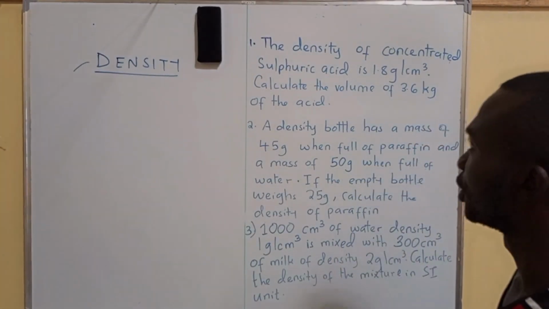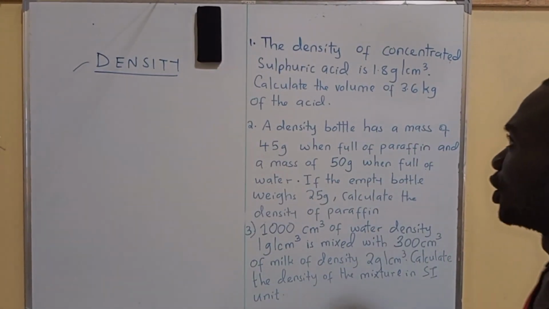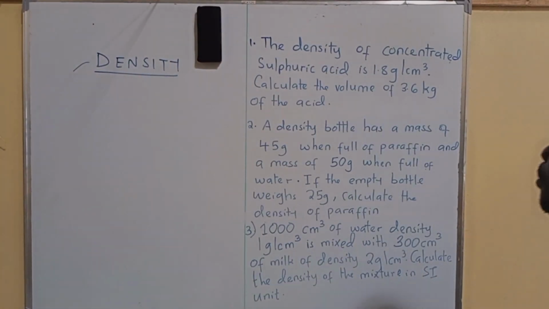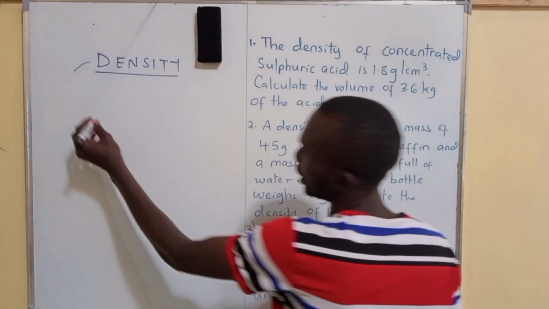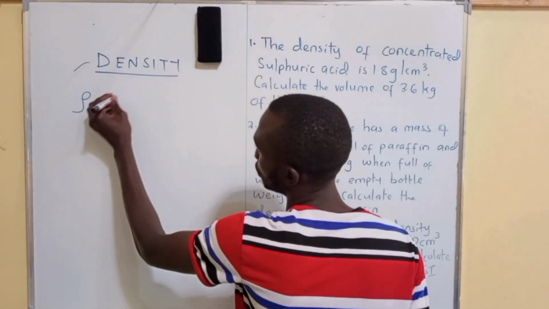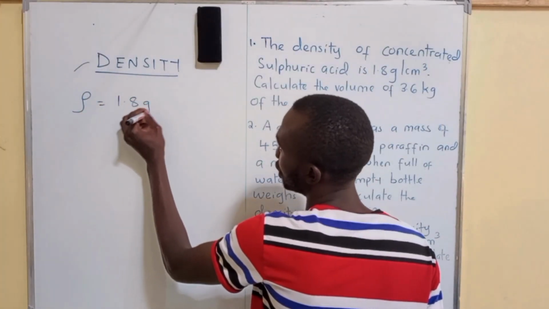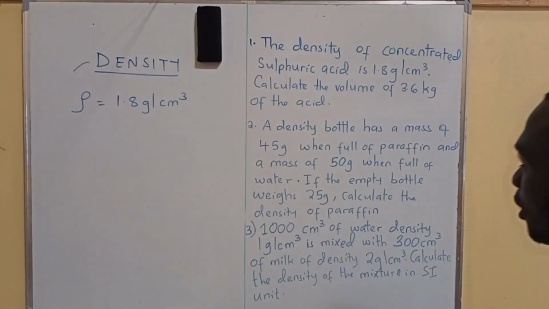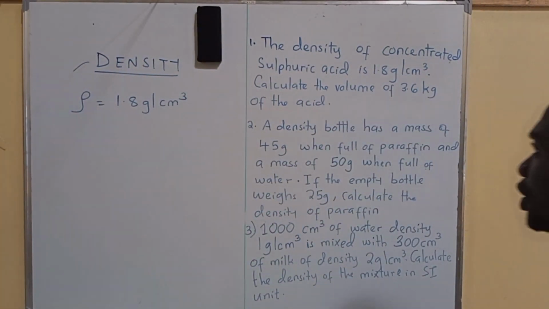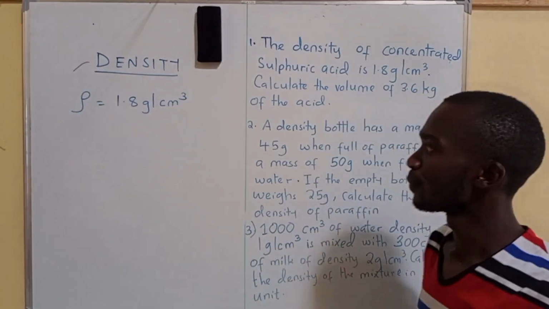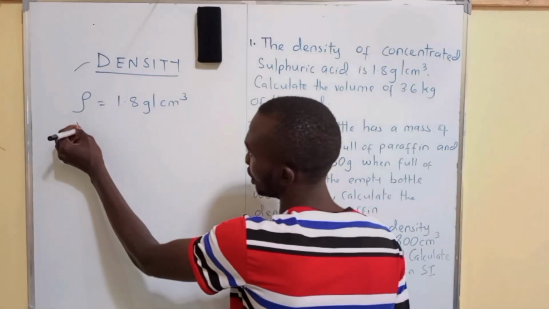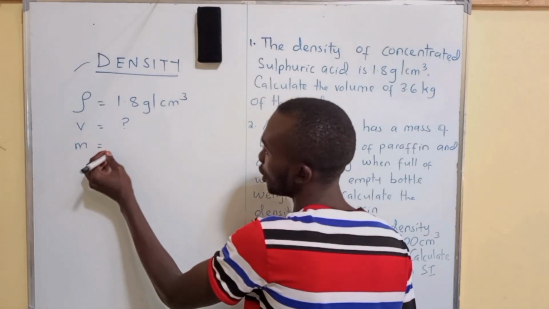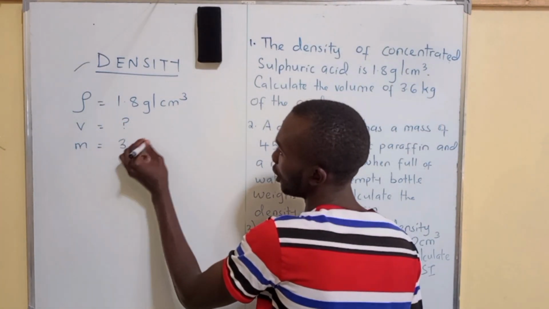The first question reads: the density of concentrated sulfuric acid is 1.8 grams per cubic centimeter. So the density rho is equal to 1.8 grams per cubic centimeter. First, calculate the volume of 3.6 kilograms of the acid. The mass of this acid has been given to be 3.6 kilograms.